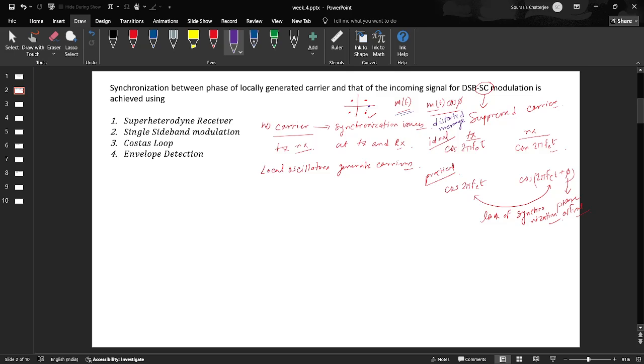So I guess we can agree on this matter. Let me write down the conclusion here: phase synchronization error is going to cause erroneous demodulation.